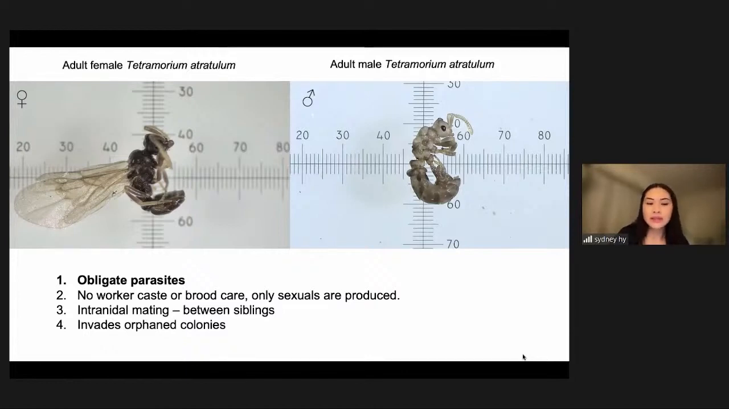After mating, inseminated female parasites will leave their host nest and seek orphaned colonies of other Tetramorium species to invade, and if they're successful, they will lay their eggs and the host workers will raise the offspring. In North America, the only known host species is Tetramorium immigrans, also known as pavement ant.